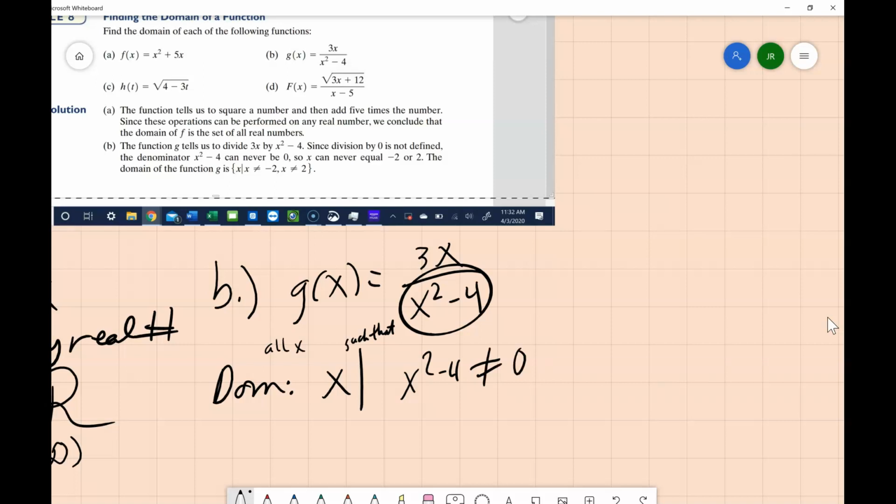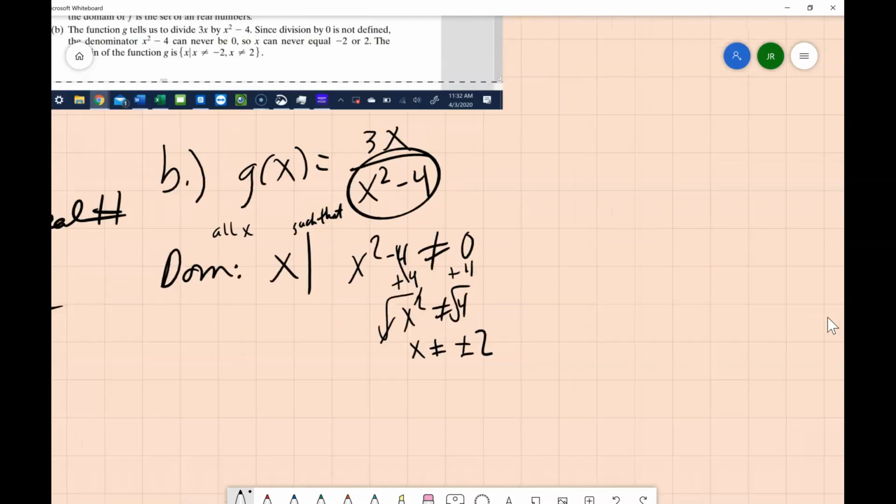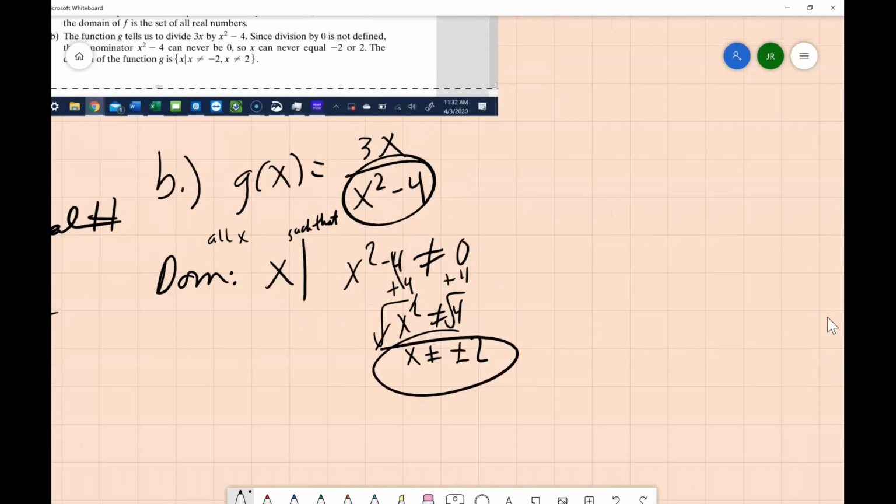Okay, then you got to actually figure out what x is by doing the algebra to get x by itself in this non-equality. So you add 4, you get x squared does not equal 4. Then you square root both sides, and you get x does not equal plus or minus 2. So the domain is this. It's all x such that x does not equal plus or minus 2.